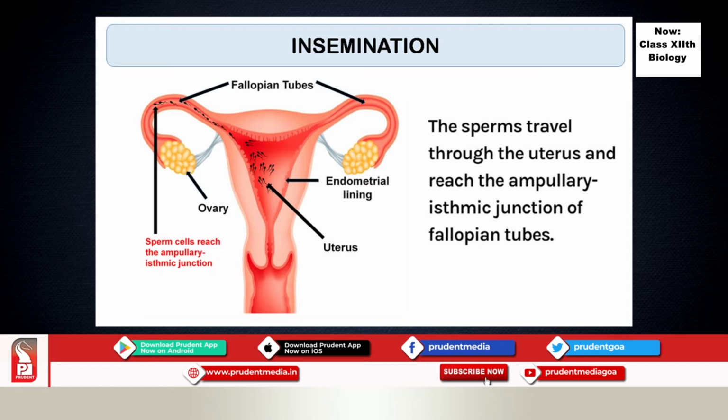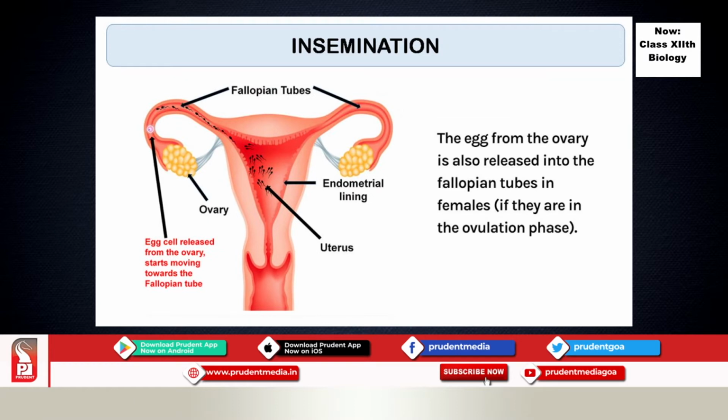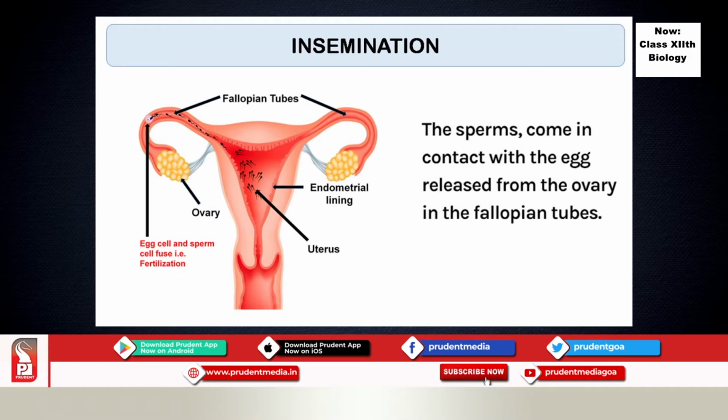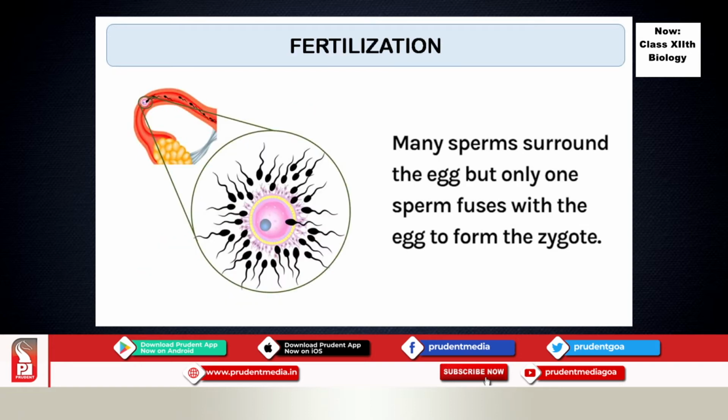At the same time, the egg cell is released from the ovary and it will start moving towards the fallopian tube. So, if you can see here, the egg cell has been released, the sperm has almost reached here, that is the ampullary isthmic junction, and now the fusion will take place, that is, the sperm will come in contact with the egg from the ovary in this part. This part is called the ampullary isthmic junction. Okay? If you zoom, this is what you can see.